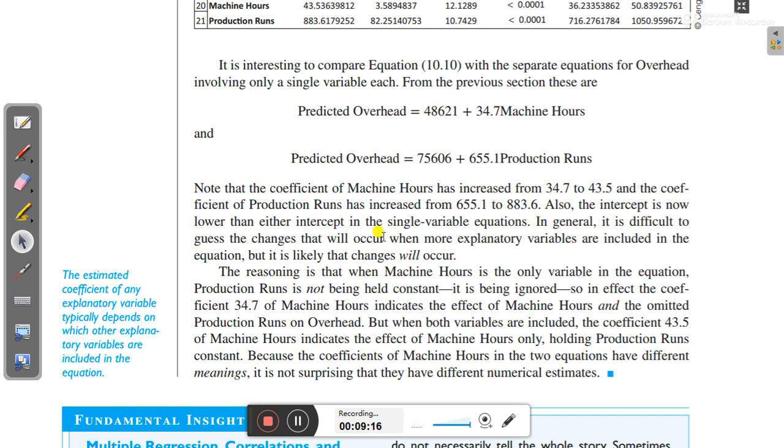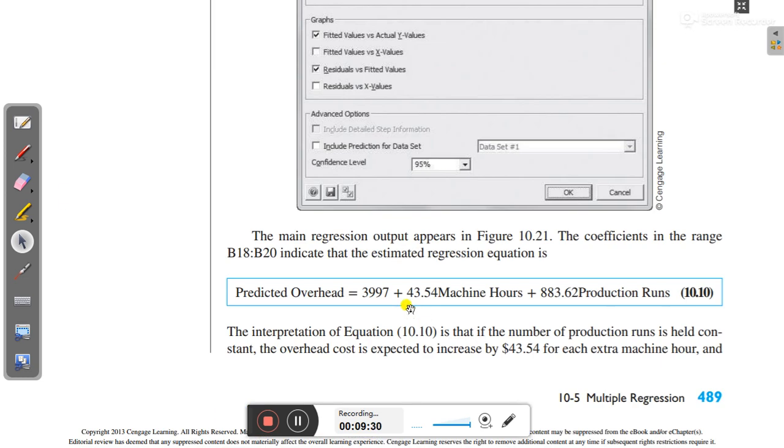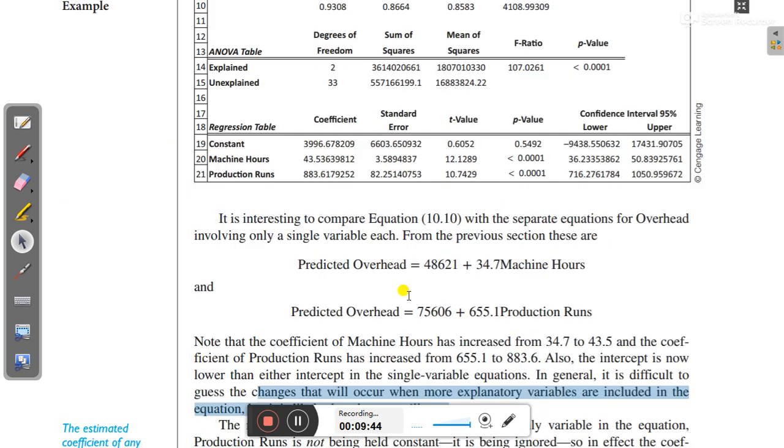In general, it is difficult to gauge the changes that will occur when more explanatory variables are included in the equation, but it's likely that change will occur. Here you can see the values of the intercept and the coefficients change, increasing in one equation or decreasing in another. So whenever you include more explanatory variables in a regression equation, the intercept or coefficient values will obviously change, but how they will change is tough to decide.